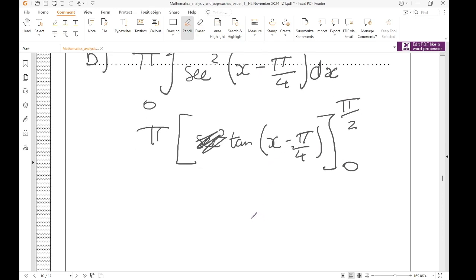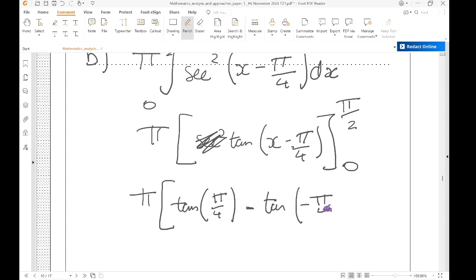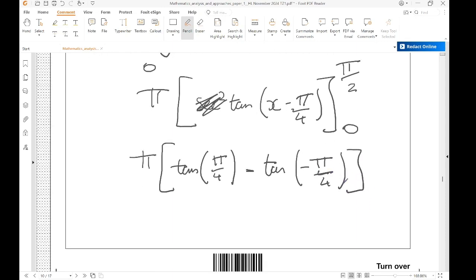Once I plug that in, I get pi times tan of pi over 4 minus tan of minus pi over 4. If you remember your unit circle, hopefully you do. If not, I want you to go and review your unit circle because it is key for this part. We know that tan pi over 4 is root 2 over 2 divided by root 2 over 2 on the unit circle, because tan is sine over cos. Sine of pi over 4 is root 2 over 2, cos of pi over 4 is root 2 over 2 also. So this is equal to 1.